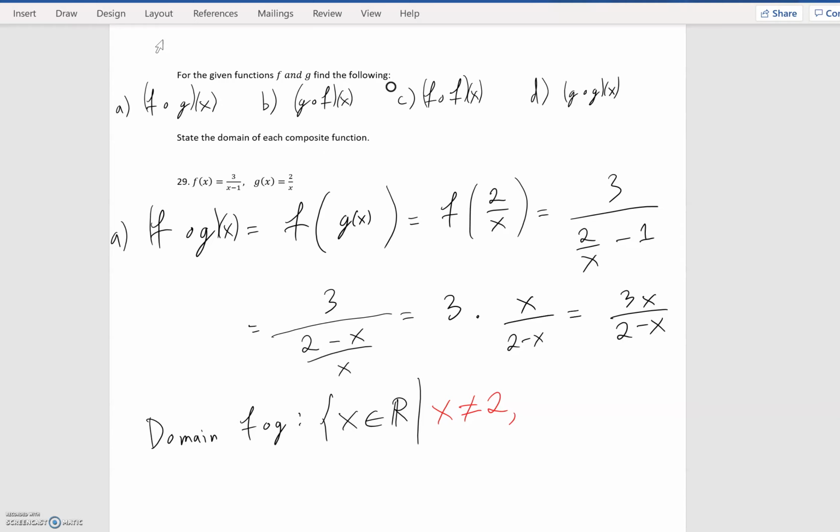What else? You need to exclude the values of x in which the innermost function is undefined. Your innermost function in this problem is g of x. Look at that function g of x. I'm pointing at it with the red arrow. When is that undefined? That's undefined at 0. So x cannot be equal to 2, and it cannot be equal to 0. This is the domain of this function in set builder notation.